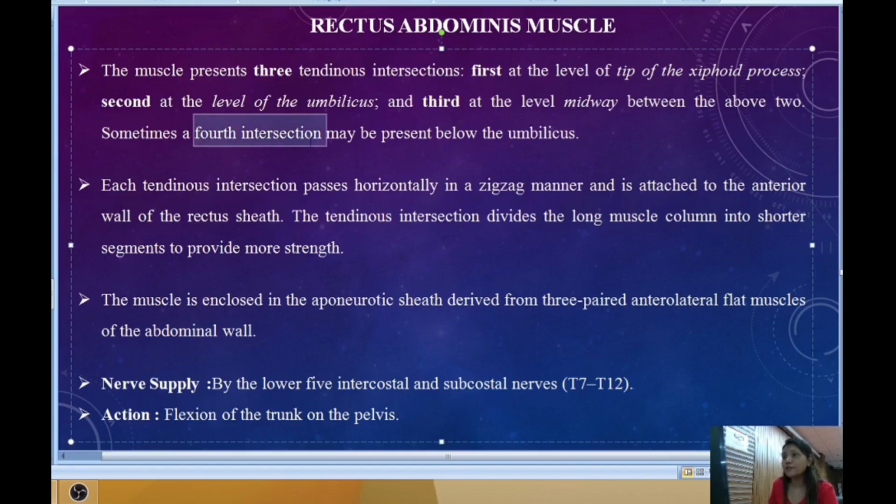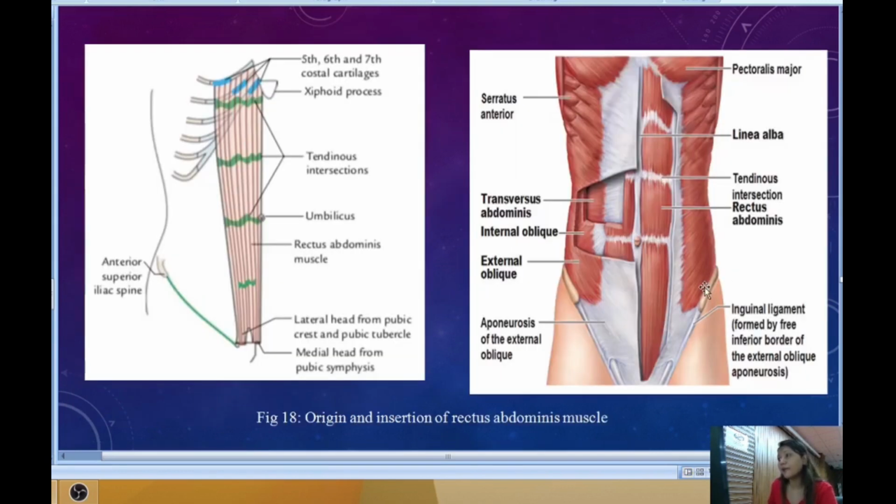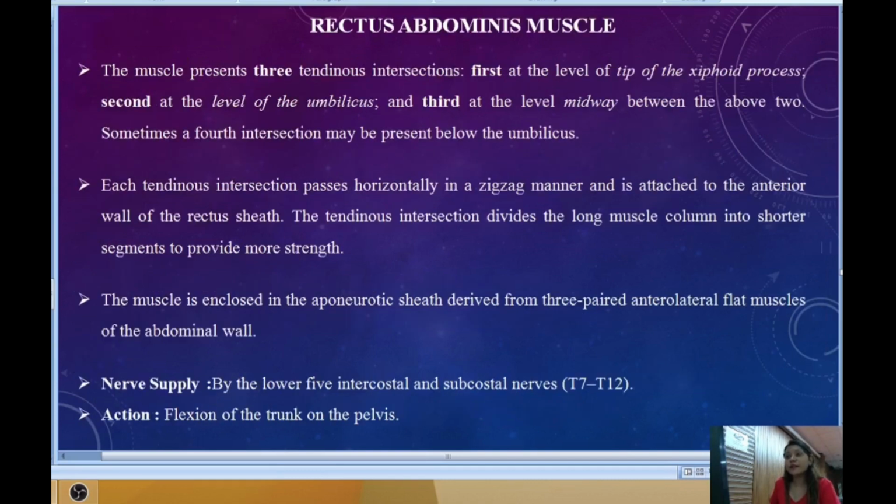Sometimes a fourth intersection may occur. If a fourth intersection occurs, then you might get an 8 pack. Normally we have 3 intersections, giving you 6 packs. If these intersections are very prominent, and if this muscle is very toned, then you can see the packs. And if you have less fat in the anterior abdominal wall, then this muscle is very prominent and you can see it as packs. So these are the intersections.